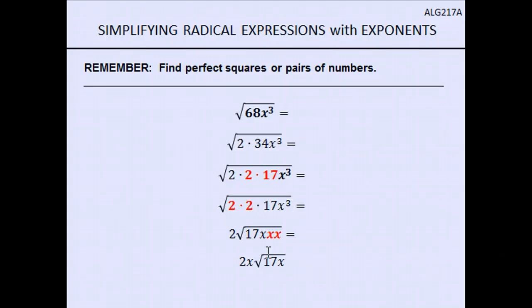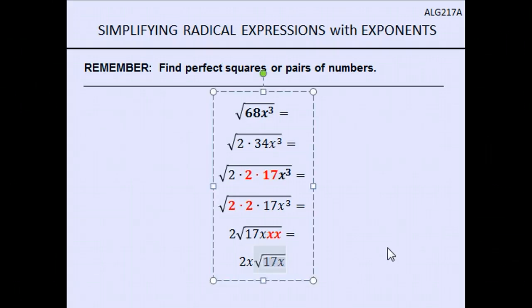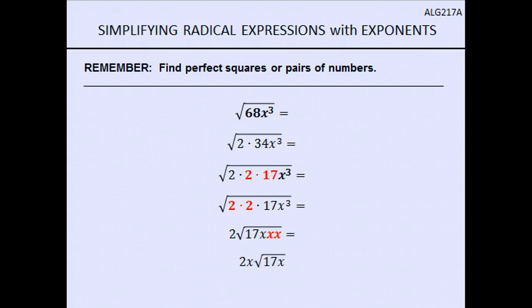Now we have our 3 x's. Again, we're looking for pairs. We have a pair of x's here, so we can take an x out. So we have 2x outside, and 17x has to just remain inside under the radical. So our final answer is 2x times the square root of 17x.